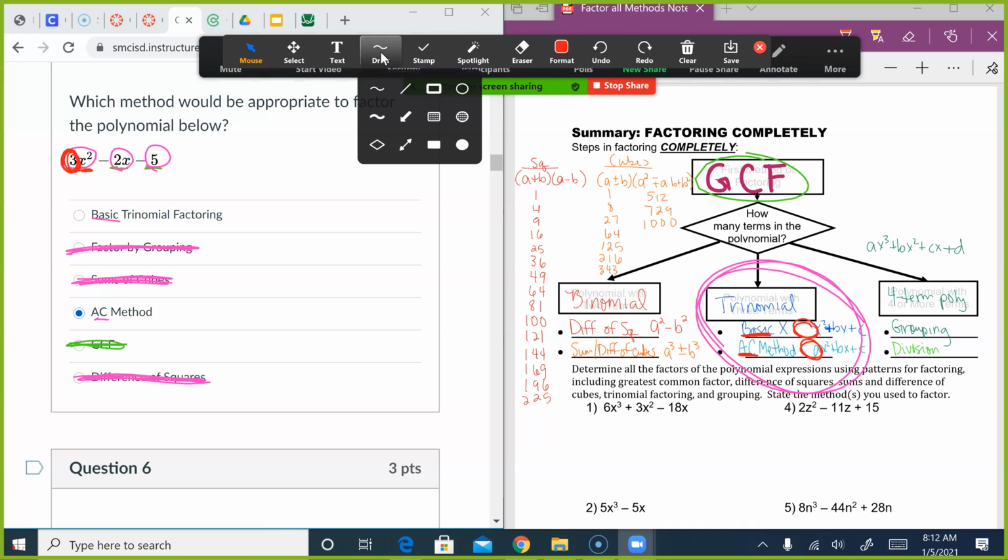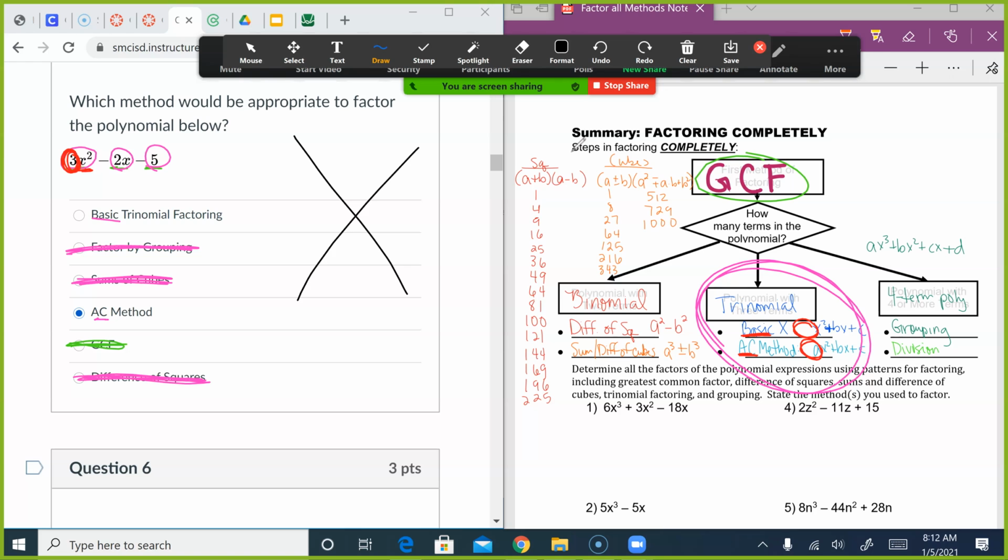So again, the only difference between AC and basic, we're still going to use the x here, but instead of putting the -5 at the bottom, we have to multiply the a and the c together first and put -15 on the bottom, and then factor it and do all the other steps. But that's why it's called AC, because the first thing you have to do is multiply the a and the c, and then put that number on the bottom, and then the -2 stays on top.